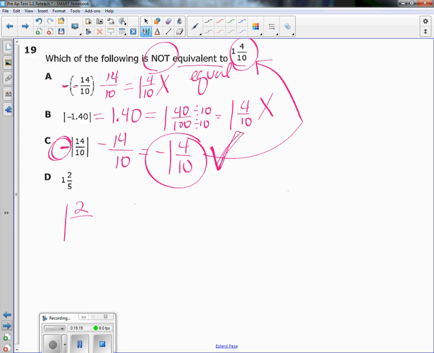So we have 1 and 2/5. If I multiply 5 by 2 and then 2 by 2, I get 1 and 4/10. And yes, that's equal, so that is not our correct answer choice, and we are left with C.